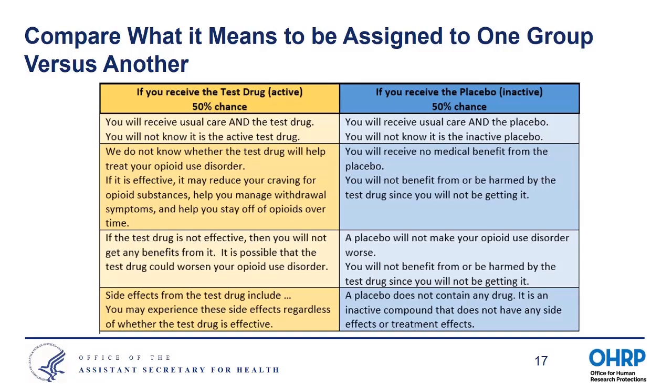If it is effective, which is what we're studying, it may reduce your cravings for the substances, it may help manage your withdrawal, and it may help you stay off of opioids in the future. These are the things that we're trying to find out. These are the possible benefits. If it is not effective, then you will not get any of those benefits. And it's possible that it could worsen your disorder.